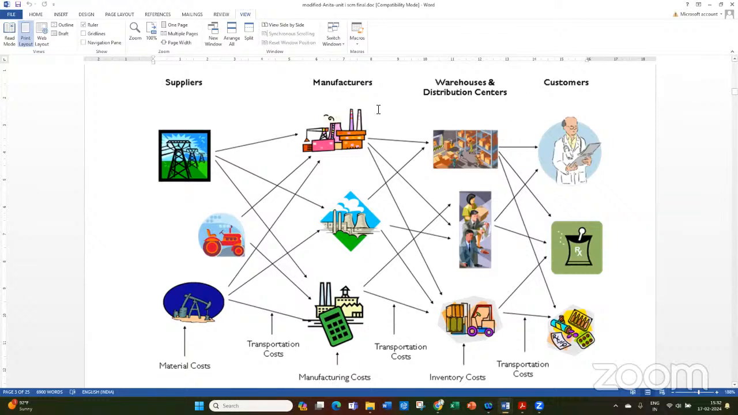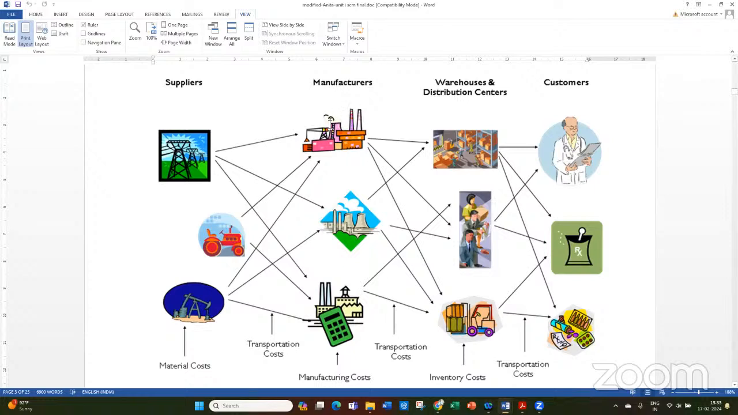This part is from suppliers to manufacturers, which is upstream, and manufacturers to customers is downstream. Upstream operations are the suppliers. It's also called inbound logistics: raw material inputs to production companies.